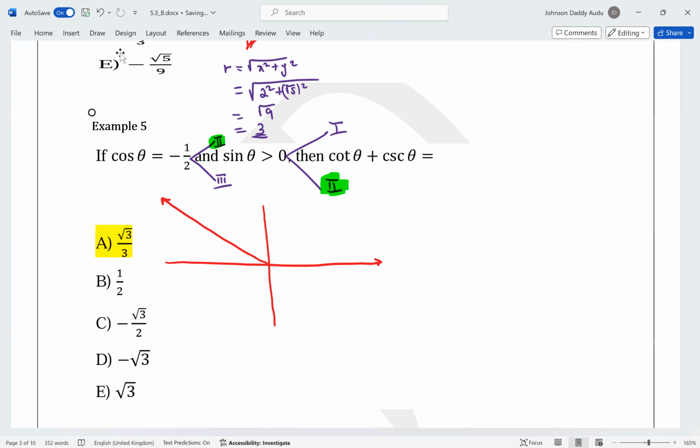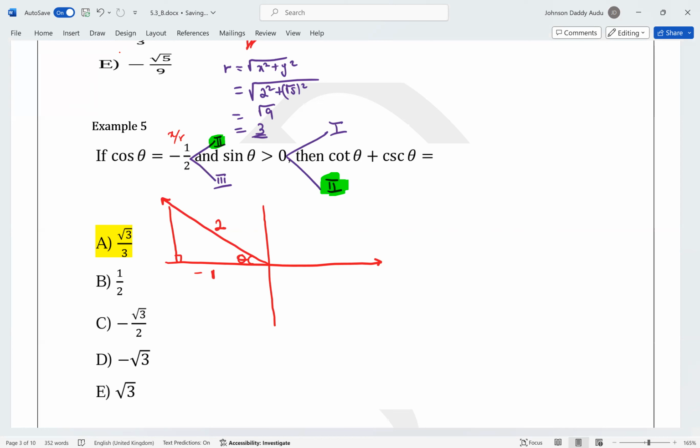Now we have cosine theta is minus half. Cosine is adjacent over hypotenuse, so this is going to be 1. Remember, cosine is x over r. So this would be our x, which is minus 1, and r is 2.